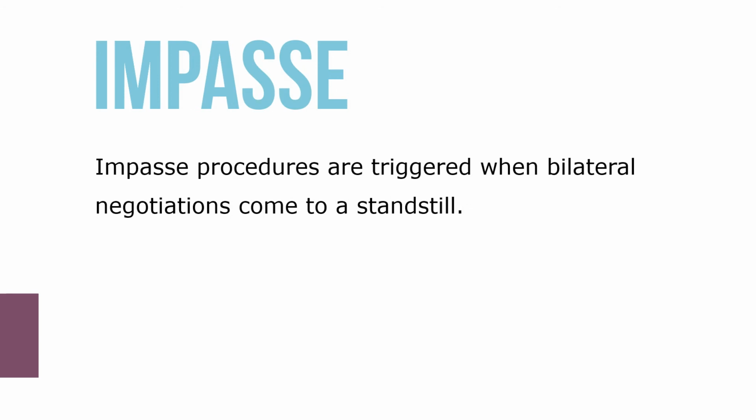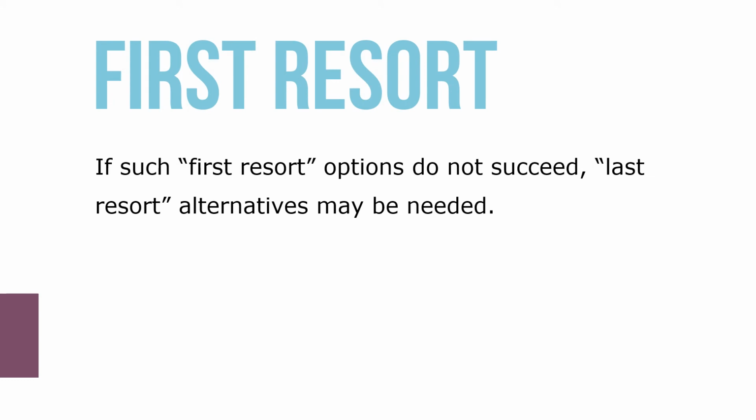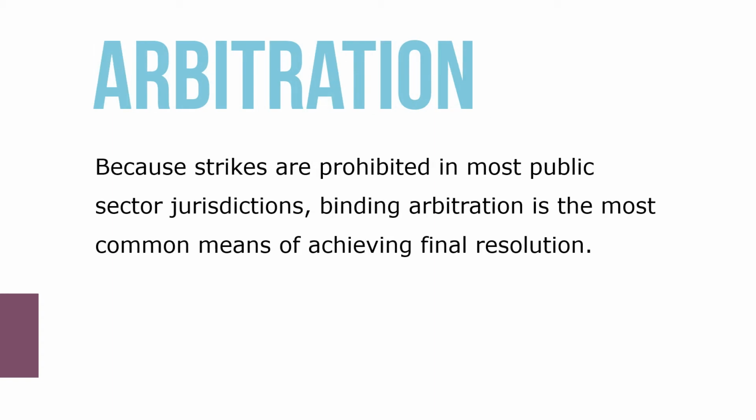Impasse proceedings are triggered when bilateral negotiations come to a standstill. If mediation fails, the next step is fact-finding. If such first resort options do not succeed, last resort alternatives may be needed. These include interest arbitration, distinct from grievance arbitration or rights arbitration, and strikes where available. Because strikes are prohibited in most public sector jurisdictions, binding arbitration is the most common means of achieving final resolution.